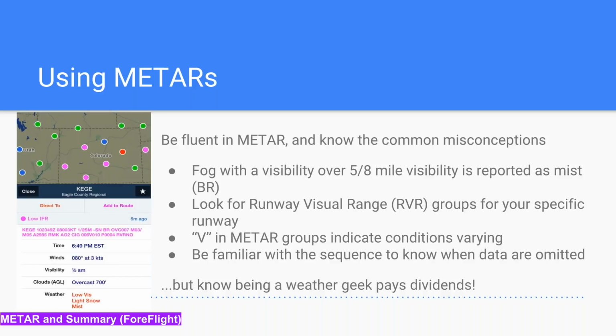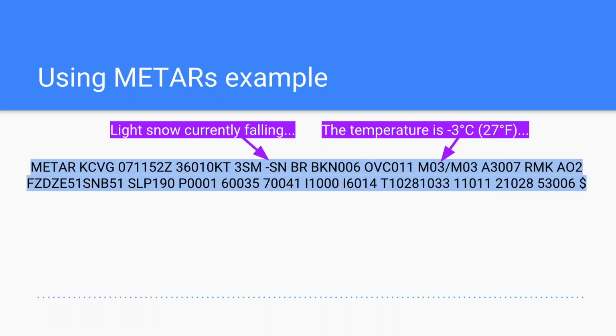Make sure that you're looking for runway visual ranges specific to a runway. Know that V in METAR groups can indicate conditions varying, and be familiar with the sequence of a METAR. We talked about this earlier, to know when data are omitted. But let's take this one step further. Being a weather geek pays dividends. Let me give you an example of this.